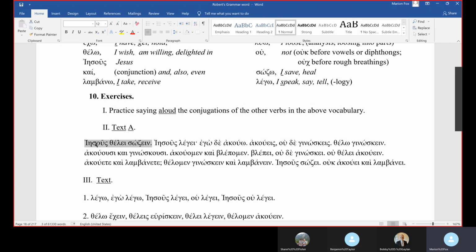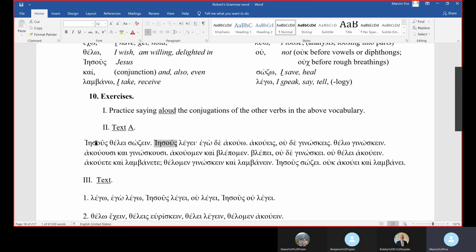And the infinitive could express a purpose or a result. Probably a result here. In English, it could as well. So, I went to town to shop. The purpose of going to town was to shop. Okay? And so Jesus desires to save. This could be a result or a purpose, depending on how you looked at it. Okay? Any questions about that?